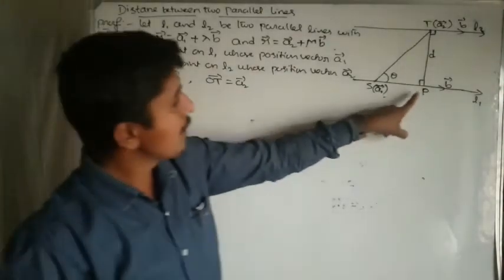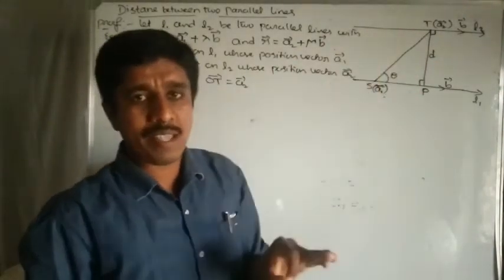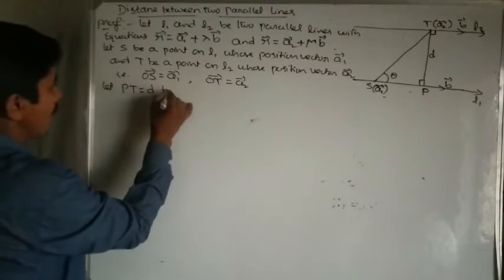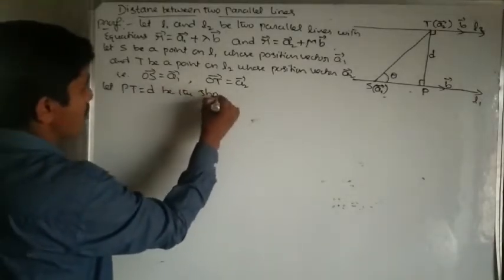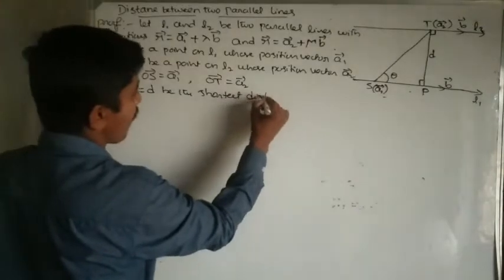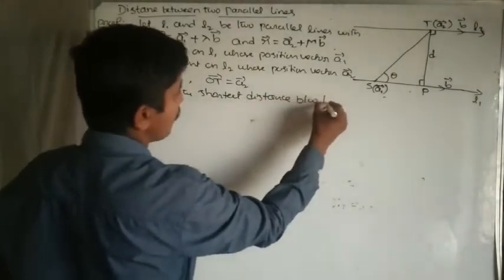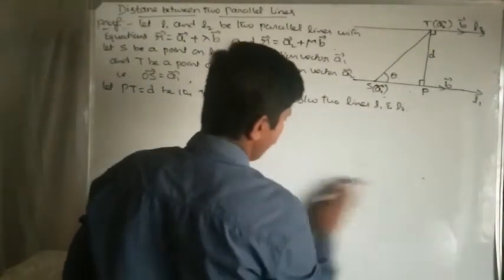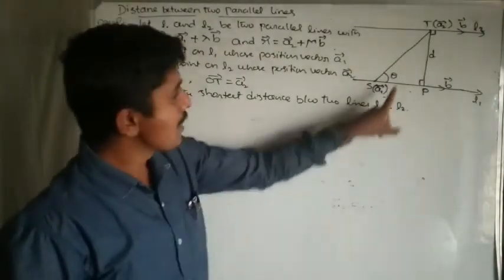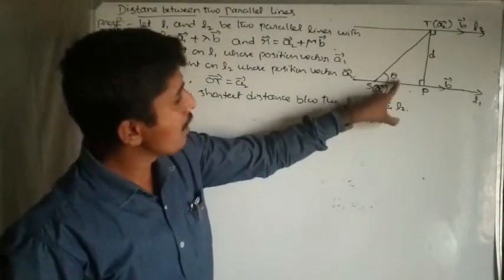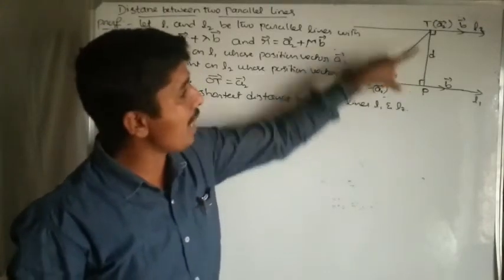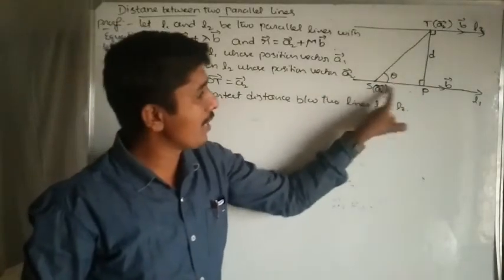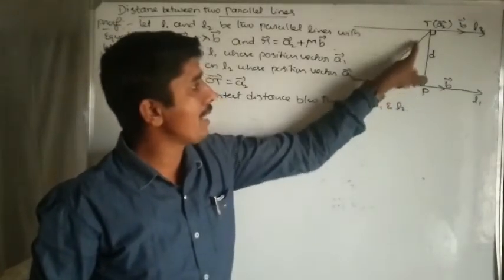Here PT equals D. This is the shortest distance between the two lines. Let PT equal D be the shortest distance between the two parallel lines L1 and L2. Now theta is the angle between the parallel vector B and vector ST. Mind it, theta is the angle between vector B and vector ST.